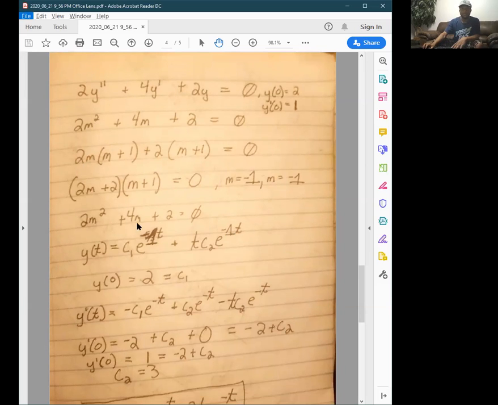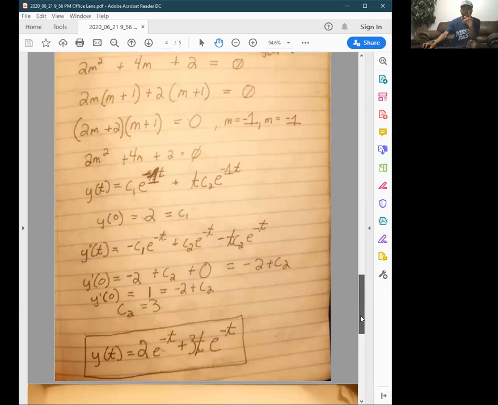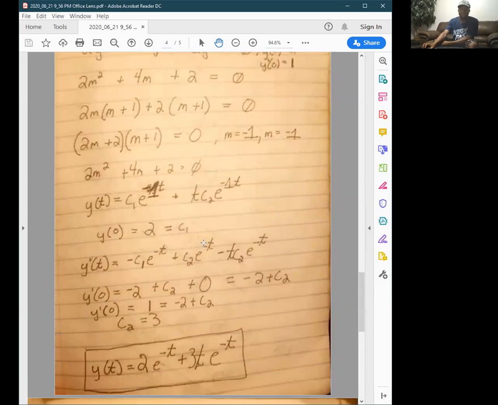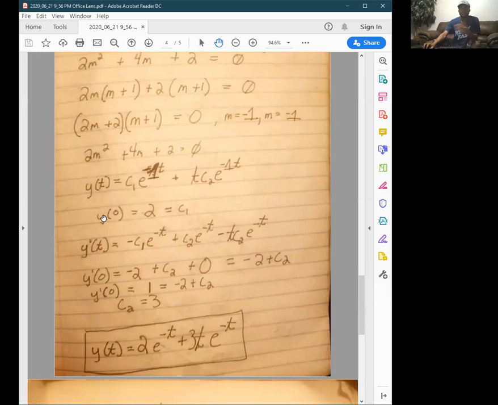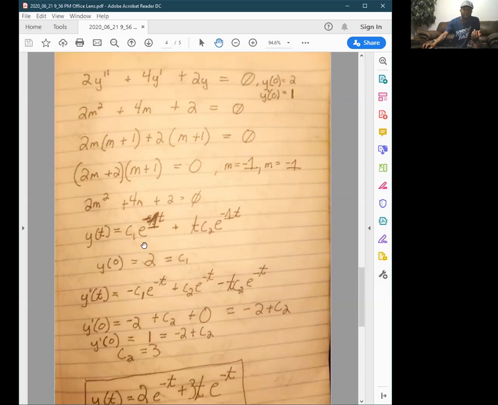We go ahead and use that plus our initial conditions. So this will end up being our y(t) once we plug in our m value: c1 e to the minus t plus t times c2 e to the minus t, which is what we got from our formula for repeated roots. Since they're the same root, it's just one root. Then y(0) is just going to be equal to c1, which will be the 2 value that we got initially, because when it cancels out, c1 is the only thing remaining.